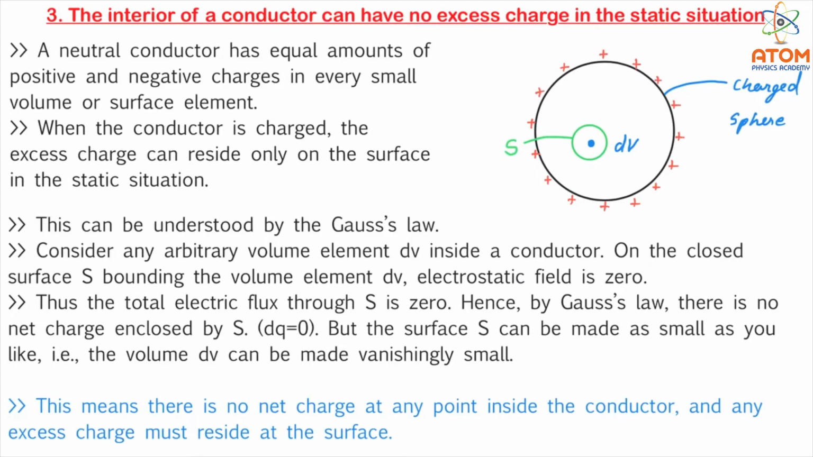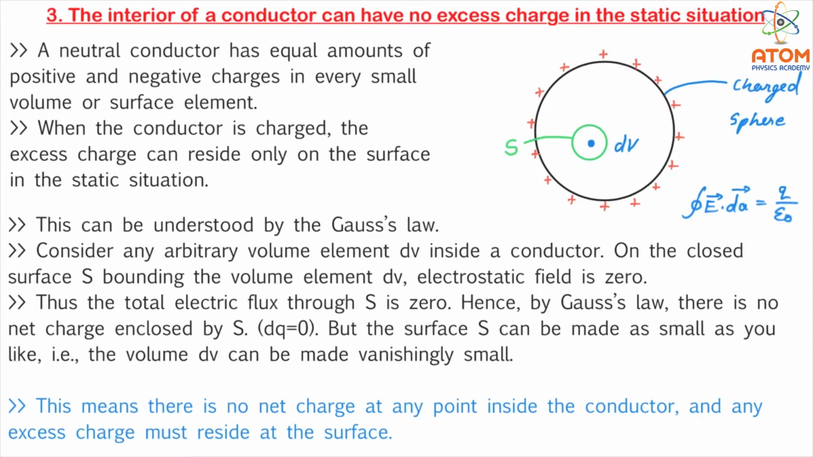Let me remind you the equation again. It was the closed integral of E dot dA is equal to Q upon epsilon 0. And we have discussed that if this E is 0, then obviously Q has to be 0. That's why there cannot be any charge inside this Gaussian surface.